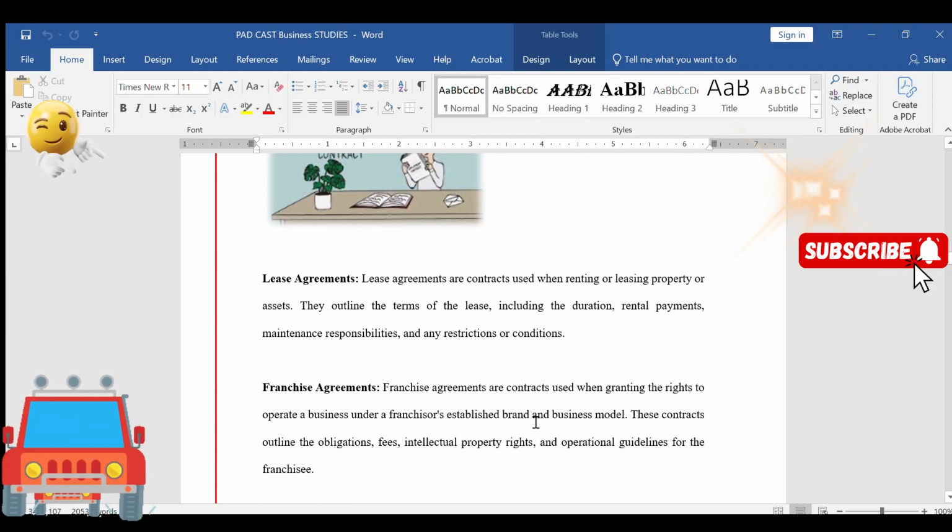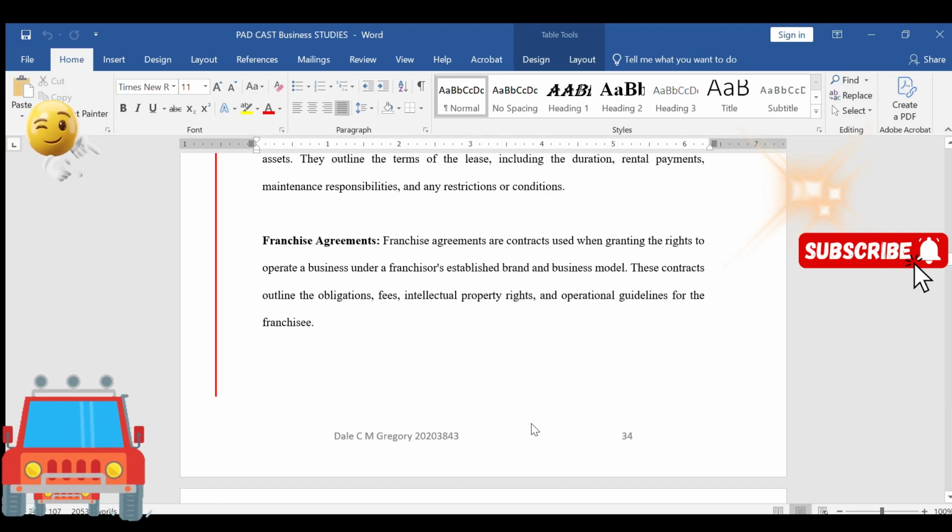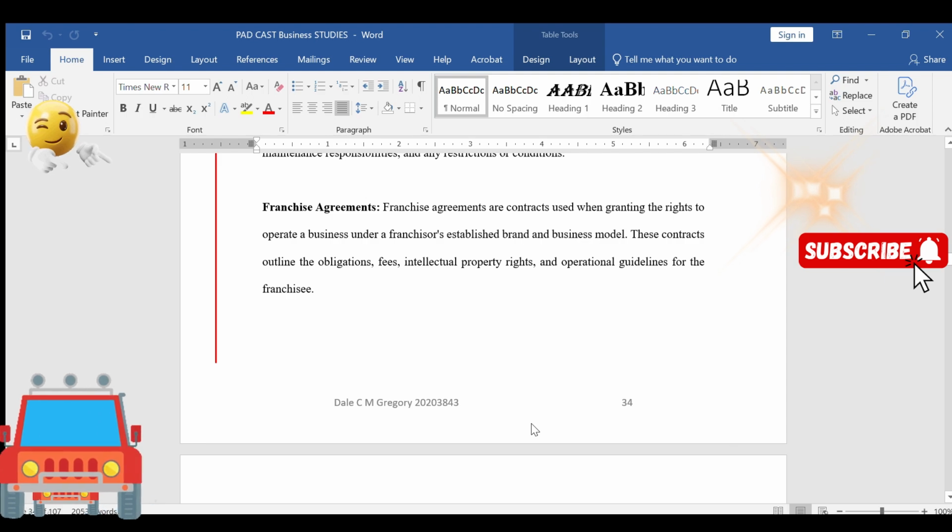Lease agreements are contracts used when renting or leasing property or access. They outline the terms of the lease, including the duration, rental payment, maintenance responsibilities, and any restrictions or conditions. Franchise agreements are contracts used when granting the rights to operate a business under an established franchise brand and business model. These contracts outline the obligations, fees, and the guidelines.